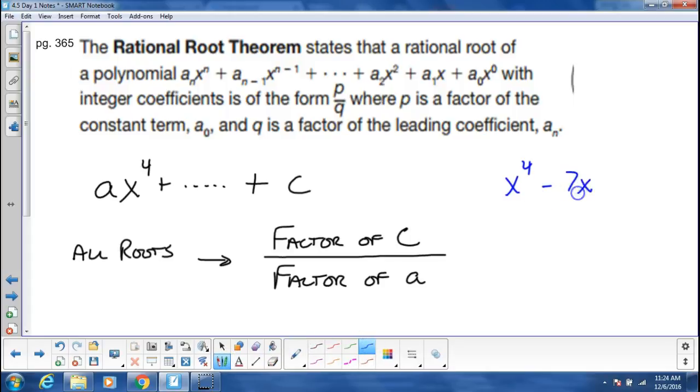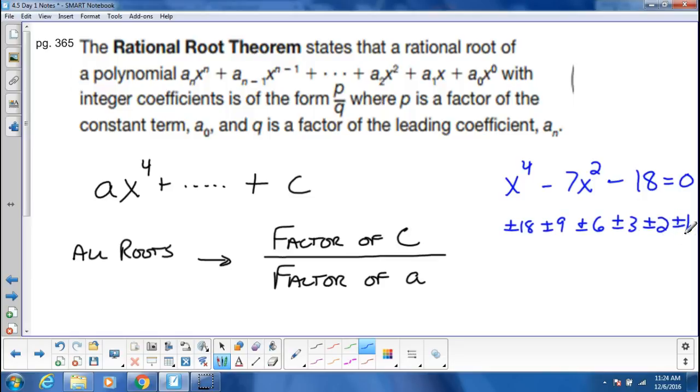Minus 7x squared, and then it was minus, no, it was 18, not 28. I'm getting ahead of myself. Minus 18 equals 0. Okay? All the roots would be some factor of 18, so that would be plus and minus 18, plus and minus 9, plus and minus 6, plus and minus 3, plus and minus 2, plus and minus 1. All of those divided by factors of 1.